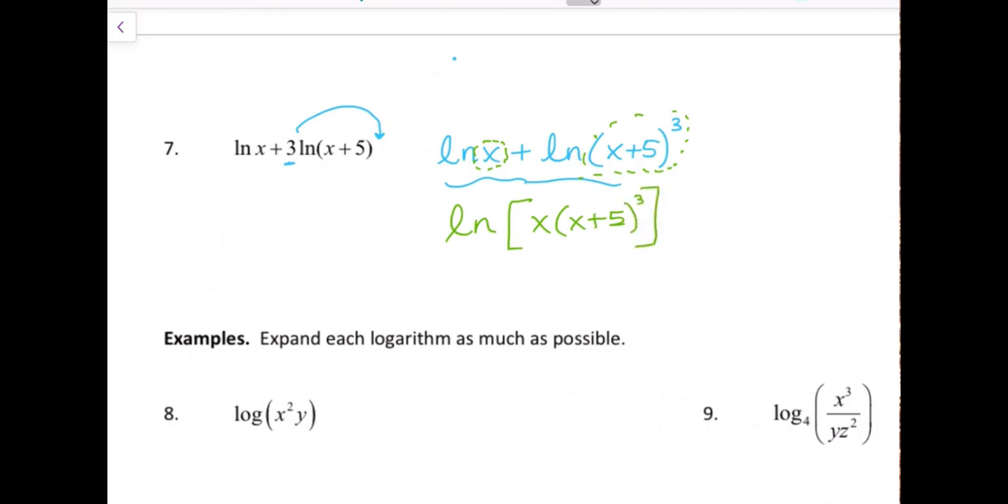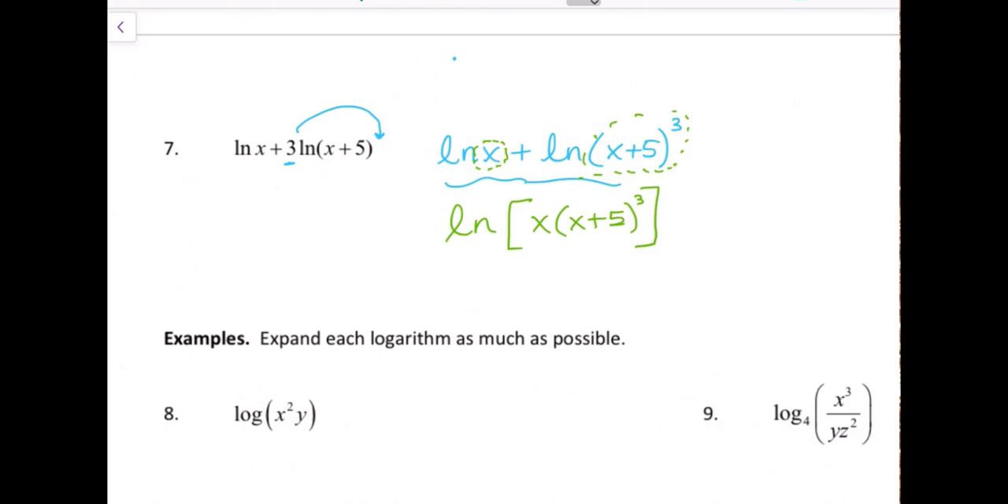I'm just doing the brackets because I get too many parentheses in there. And you should always include parentheses around your argument unless it's a single term, so that the reader knows that all of that is the argument of your ln. I don't want to cube out x plus 5 to simplify this, so we'll just leave our argument like this.